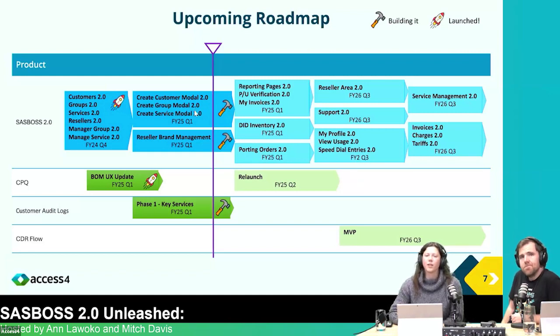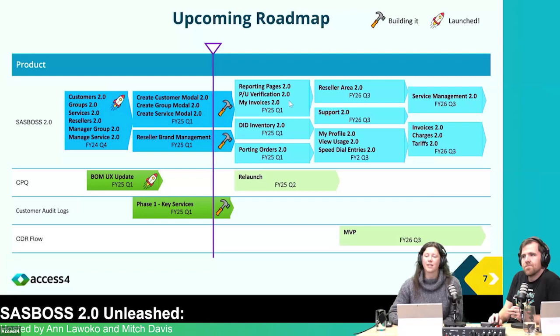But what we're currently working on at the moment is what I've just mentioned. So it is the reseller brand management, it's the create modals, and it's phase 1 of customer audit logs. Looking ahead, we've got the rest of, well, more of 2.0, and we're really focusing again on the areas that have a lot of traffic and are used the most. So you can see the DID inventory and porting orders areas in there.